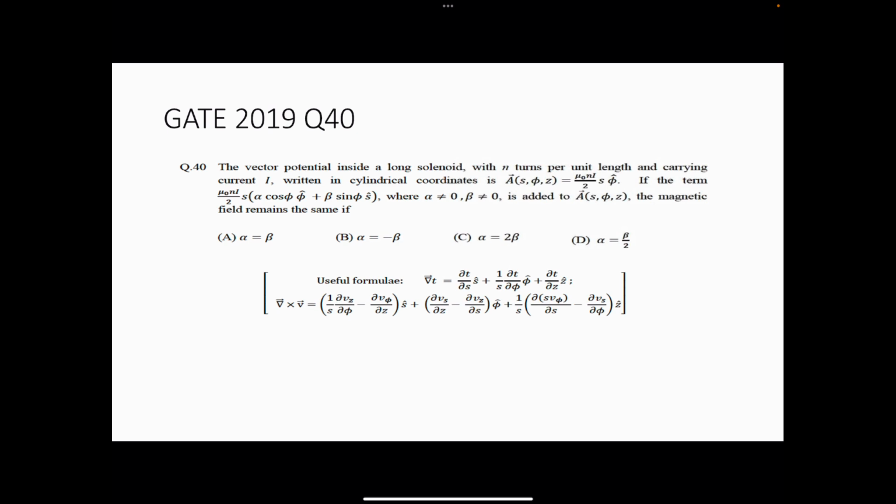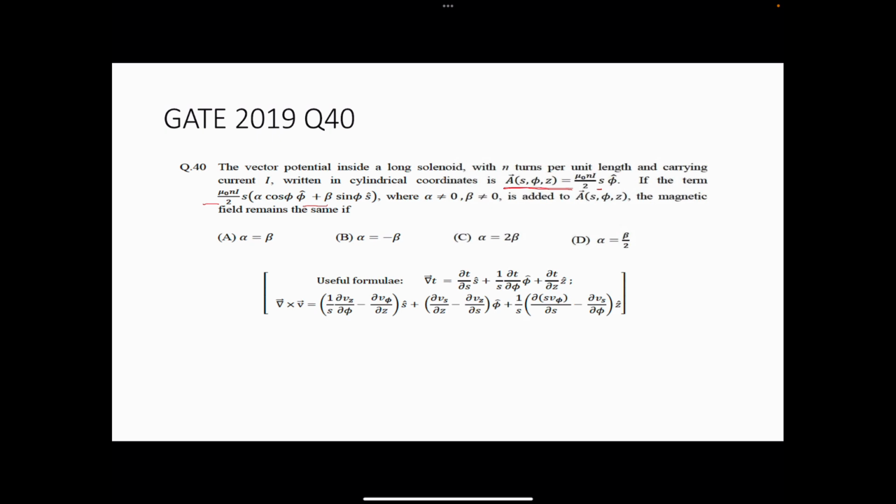If the term mu naught n I by 2 S in brackets, alpha cos phi phi cap plus beta sin phi S cap, where alpha is not equal to 0 and beta is not equal to 0, is added to this A, the magnetic field remains the same. What is the relationship between alpha and beta for which the magnetic vector potential A, and A plus this particular term, contribute to the same magnetic field? We have to see this.